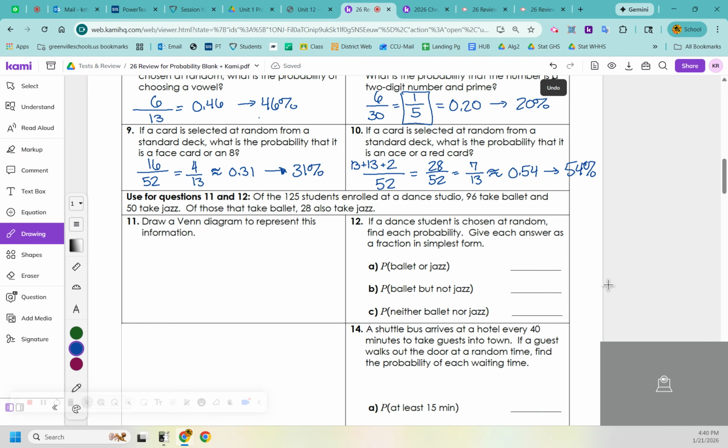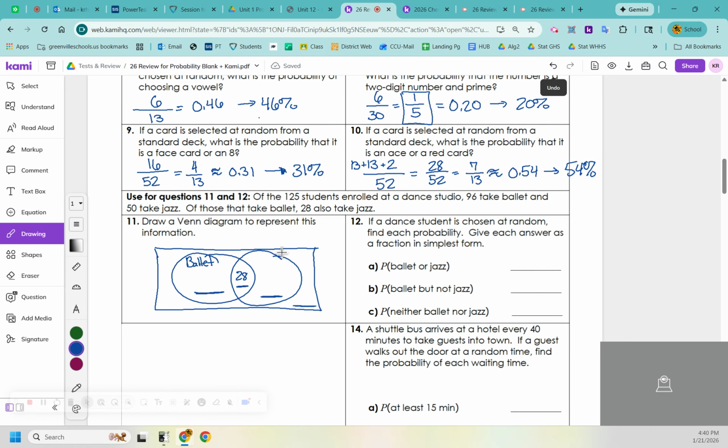All right, of 125 students enrolled in dance, 96 take ballet, 50 take jazz, and of those who take ballet, 28 also take jazz. So we need 4 numbers. 1, 2, 3, 4. Always start in the middle. How many take both? 28. Ballet, this whole circle has to add up to ballet. So 96 minus 28, because we already have 28 in that circle. 96 minus 28 is 68. So 68 goes just ballet.